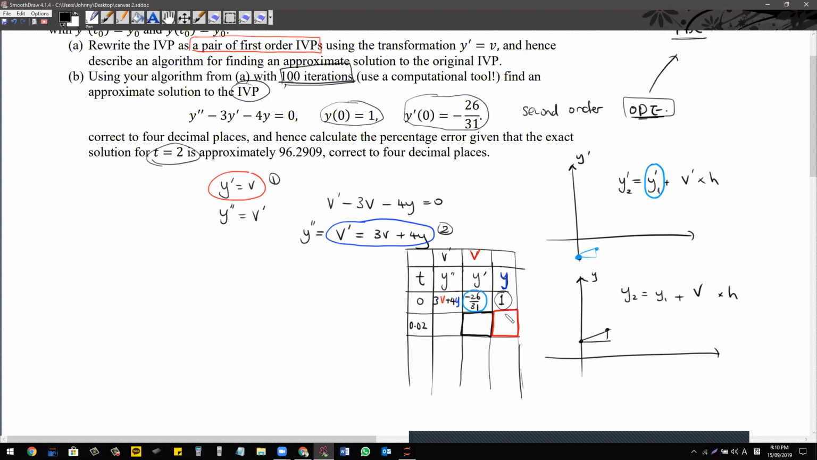Once you've done that, this one requires that as the gradient. And so once you find those two, then you can add these two to get this one here, because it's simply 3v plus 4y. See that? So let's have a look at the Excel.